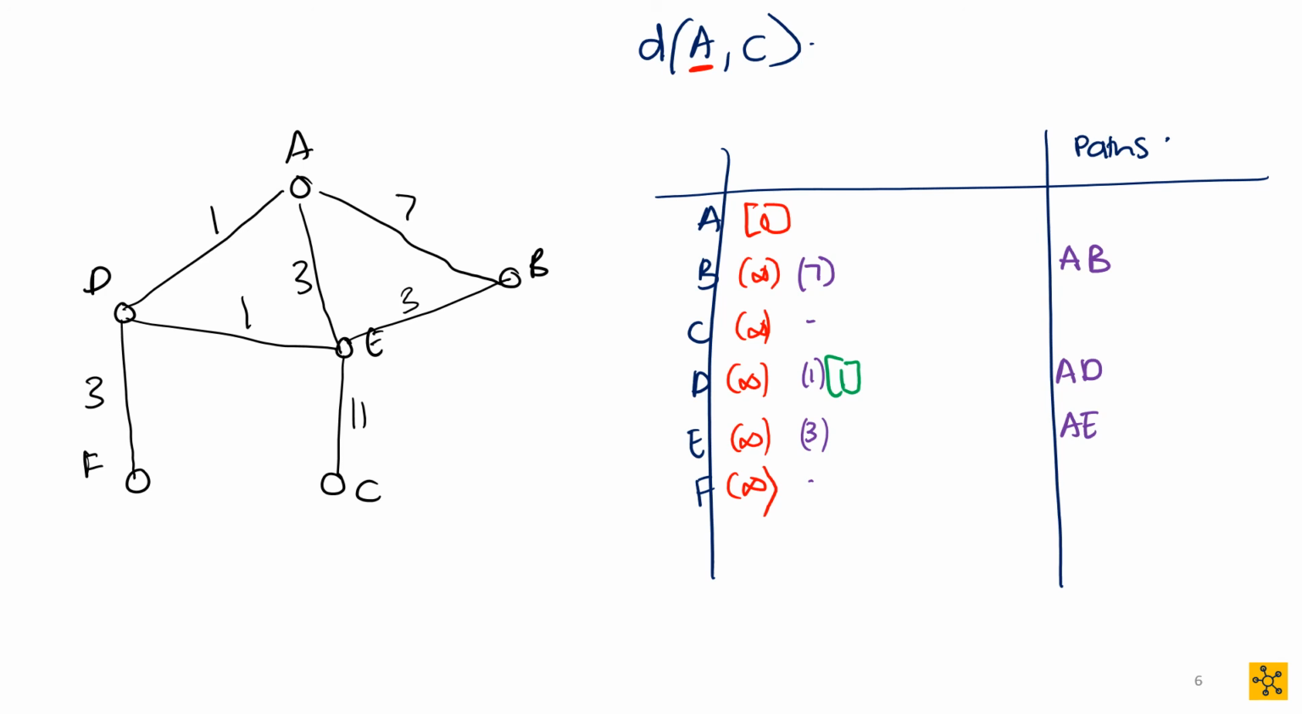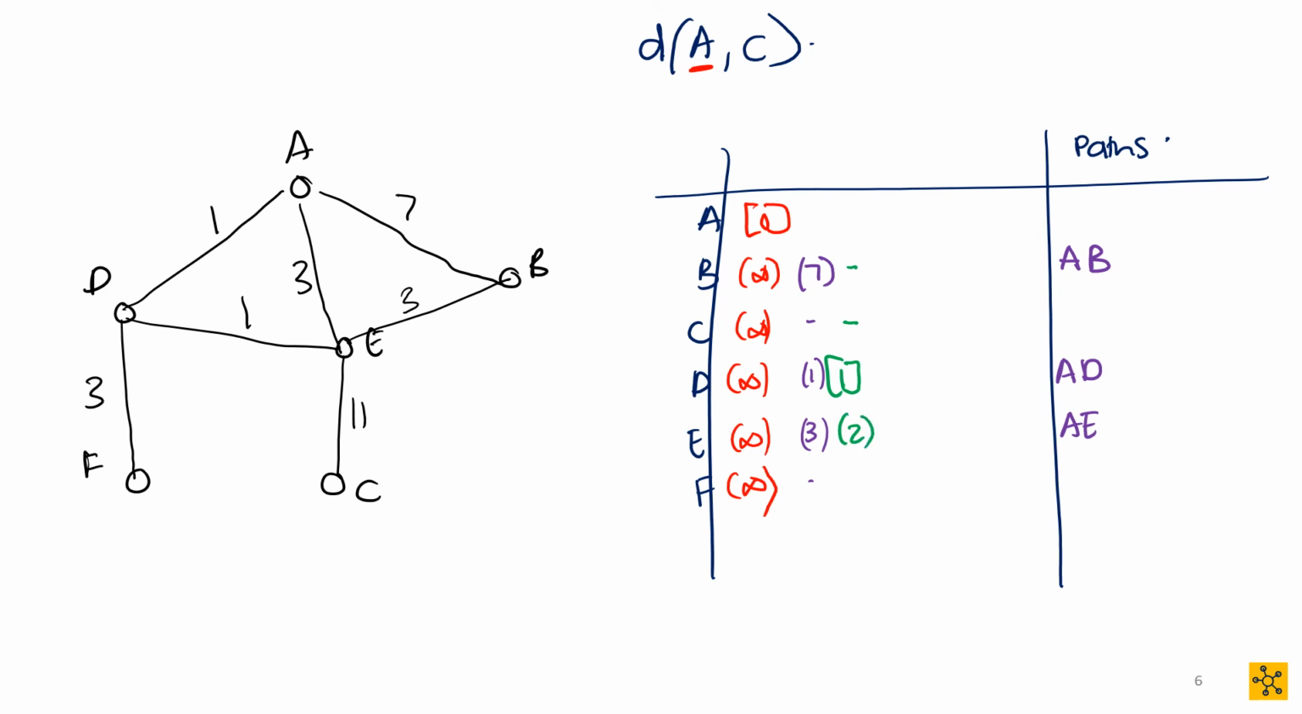Now you look at all the adjacent vertices to D and you update their potentials accordingly. So is A connected to B? No, so you don't update that one. Is D connected to C? No, so you don't update that one. Is D connected to E? Yes, so you have 1 plus 1 gives you 2. 2 is less than 3, so this one gets updated.